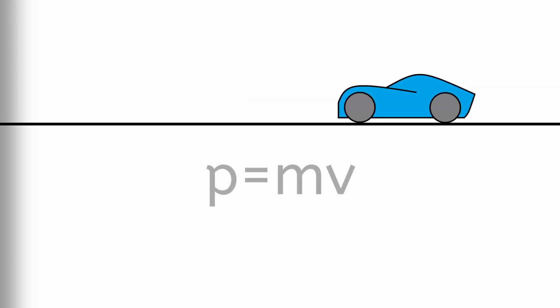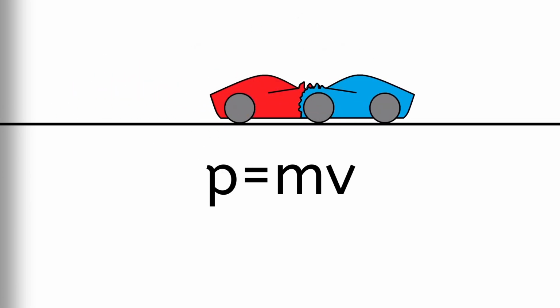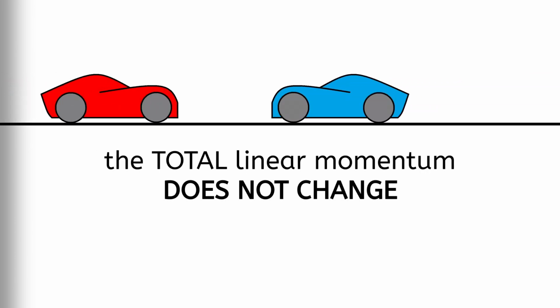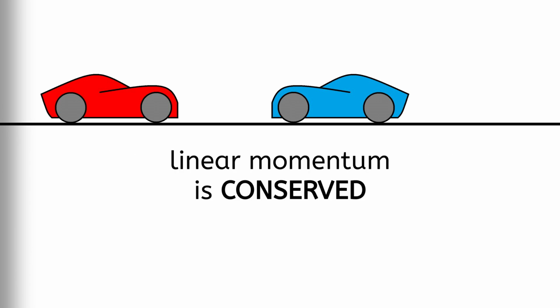Now, each of these cars has its own linear momentum. Linear momentum being the mass of an object times its velocity. And the linear momentum of each car is going to change when the two cars collide, because the cars are both going to slow down a bunch. But the idea in a collision between two objects like this is that the total linear momentum of the system does not change. Another way to put that is we could say linear momentum is conserved.